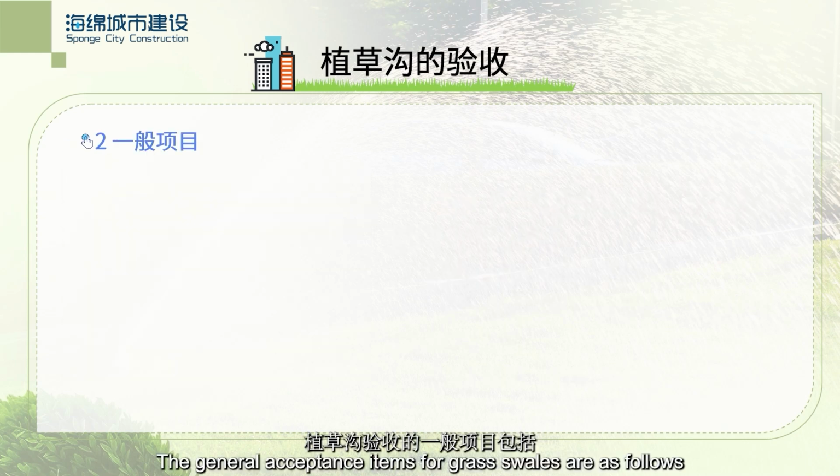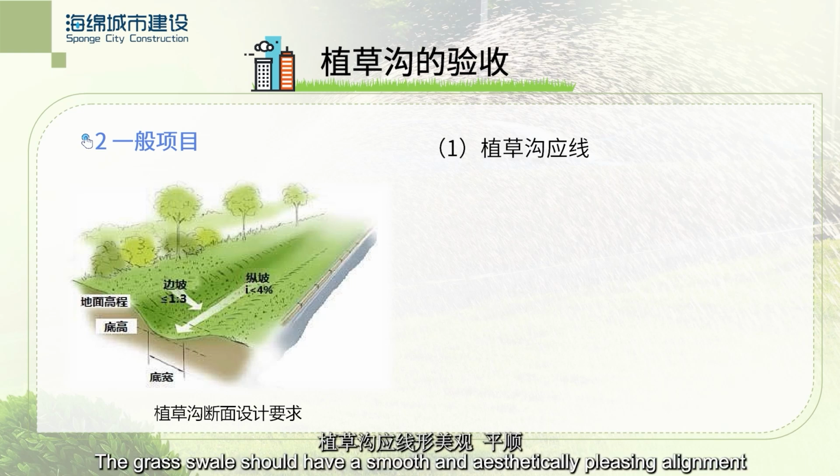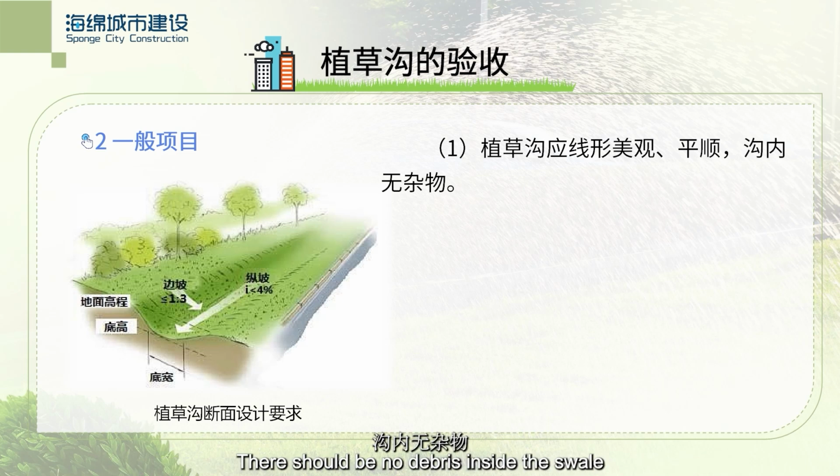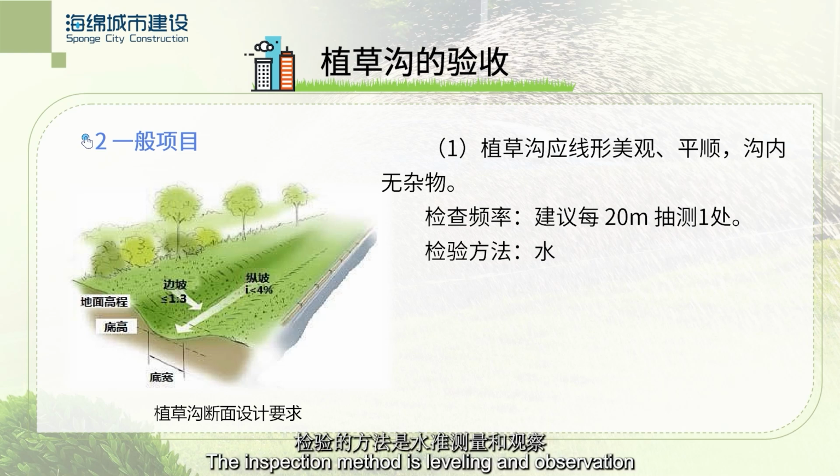The general acceptance items for grass swales are as follows. The grass swale should have a smooth and aesthetically pleasing alignment. There should be no debris inside the swale. It is recommended to inspect every 20 meters. The inspection method is leveling and observation.